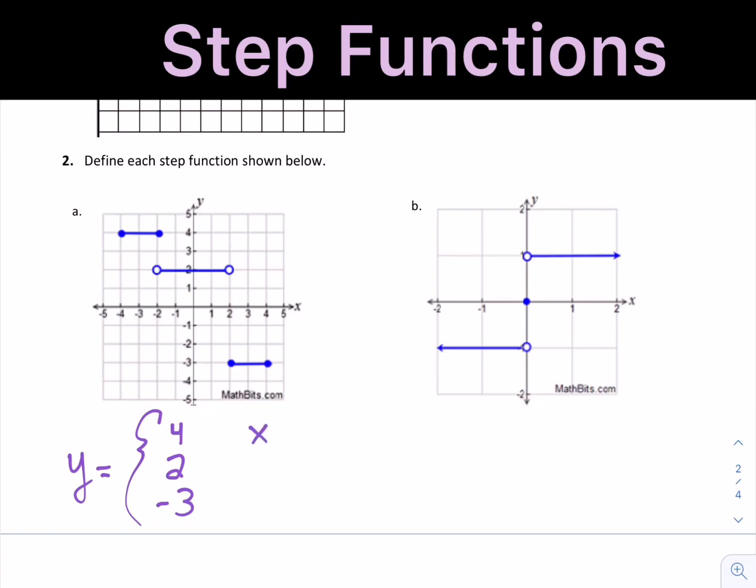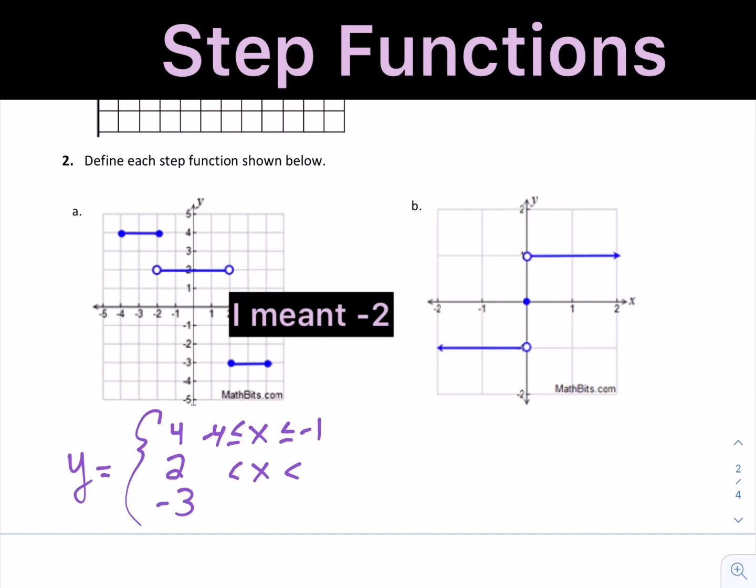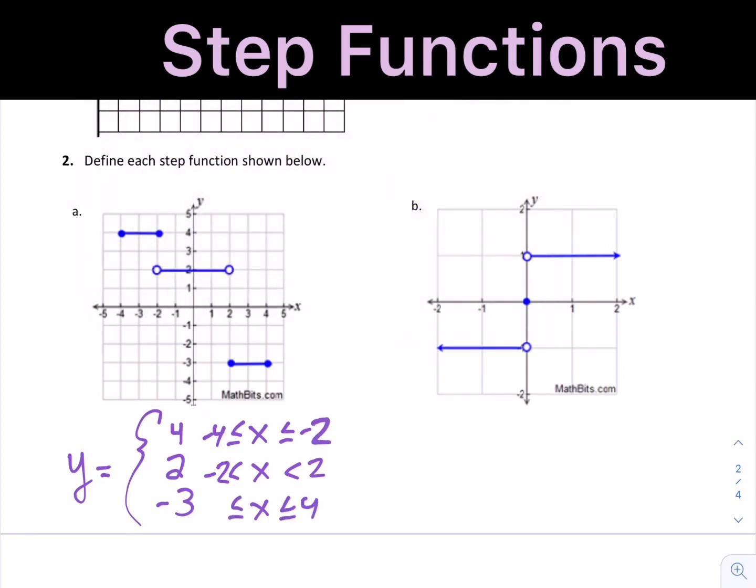So this one is for all x's that are bound, 2 closed circles right there in between -4 and -1. It evaluates at 2, both open circles from -2 to 2, and it evaluates at -3 when we are less than or equal to 4 and greater than or equal to +2. And that is our first piecewise function there.